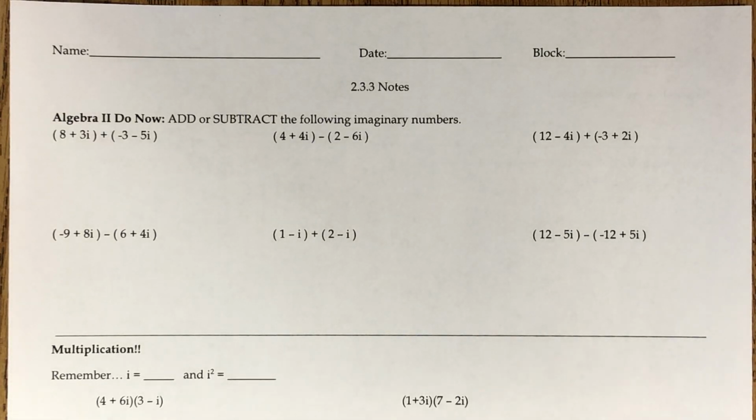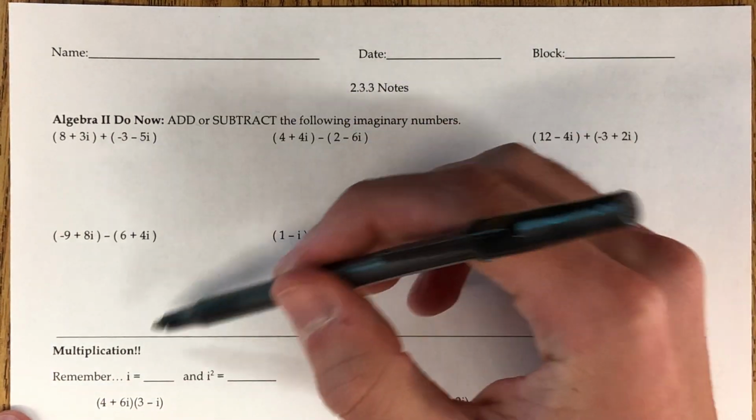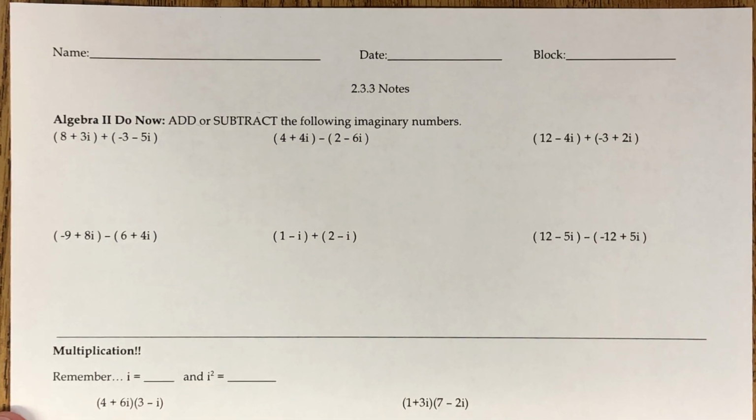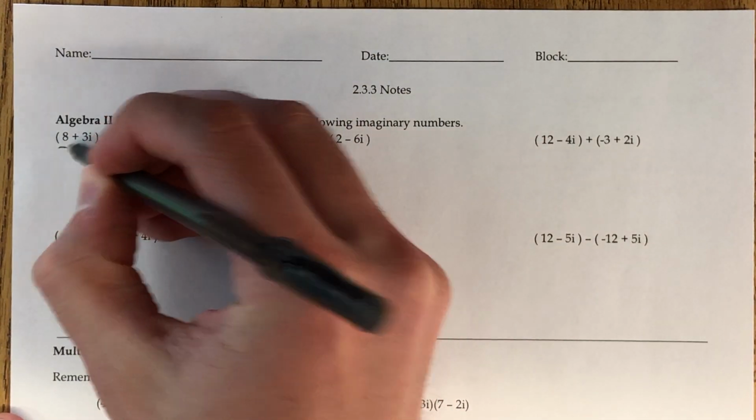Before we start with 2.3.3, let's review 2.2.3. That's what we're doing here, adding, subtracting, and then multiplication. So go ahead, complete these 6 on your own, then check back in for solutions. Pause. We're back. Remember adding, just combine those like terms.